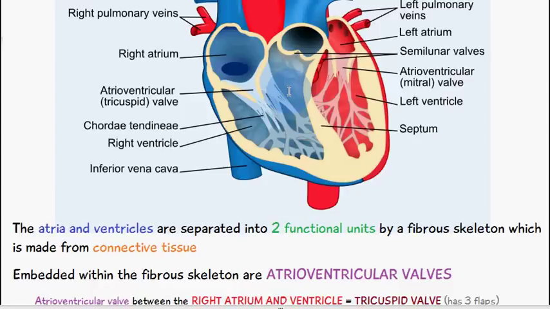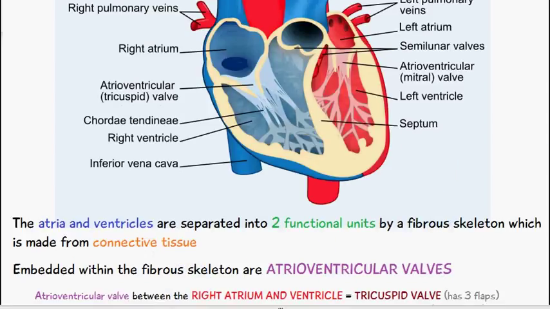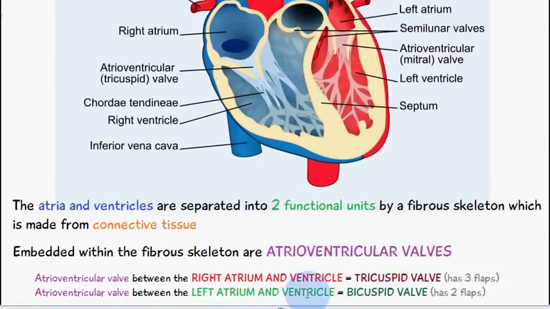And obviously we need to enable blood to pass through this fibrous skeleton, so there are valves, or atrioventricular valves, embedded within this fibrous skeleton, and this allows the passage of blood to go through. Okay, so the atrioventricular valve between the right atrium, remember this side is the right side, the right atrium and ventricle is known as the tricuspid valve, and this has three flaps. You can't see it so well in this image, but when the valve is actually shut, it is quite clear that there are three components to the valve. On the left side, between the left atrium and ventricle, we have the bicuspid valve, which is also known as the mitral valve, and this consists of two flaps.